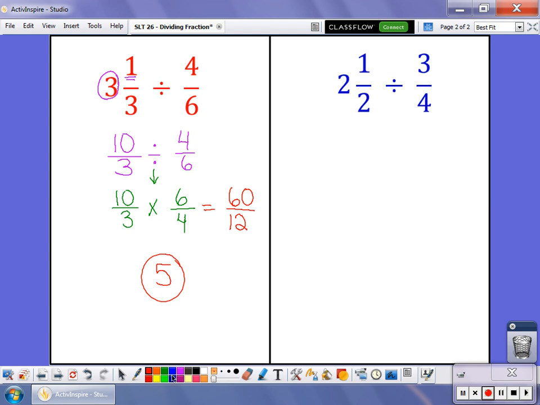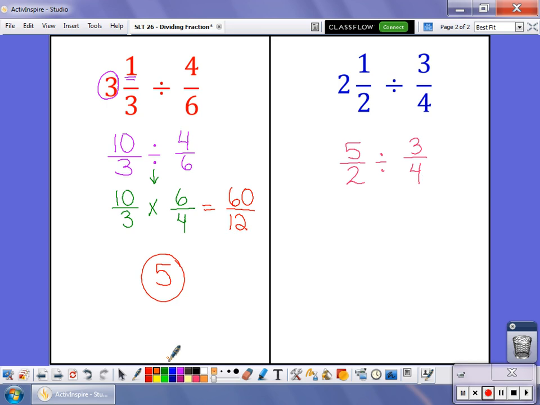Let's try one more. Let's look at 2 1/2 divided by 3/4. Now again, 2 1/2 is a mixed number. We need to make it a fraction greater than 1, written as an improper fraction. So 2 1/2, I have 2 wholes. Each of those wholes has 2 pieces, so that's 4 pieces plus 1 extra gives me 5 halves. So I have 5 halves divided by 3/4.